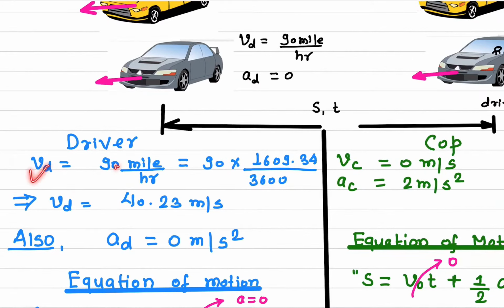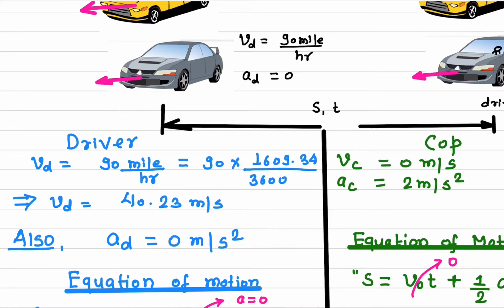So the velocity of the driver is 90 miles per hour. You need to understand what 1 mile means. 1 mile in terms of meters is 1609.34, so 1 mile equals 1609.34 meters, and 1 hour means 3600 seconds. If you solve it, what you get is 42.23 meters per second. That is the speed of the driver.